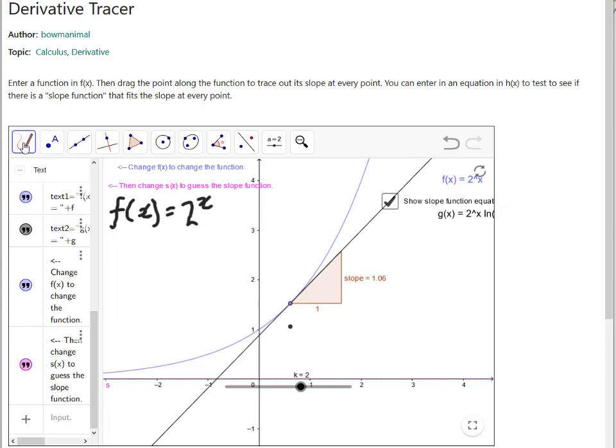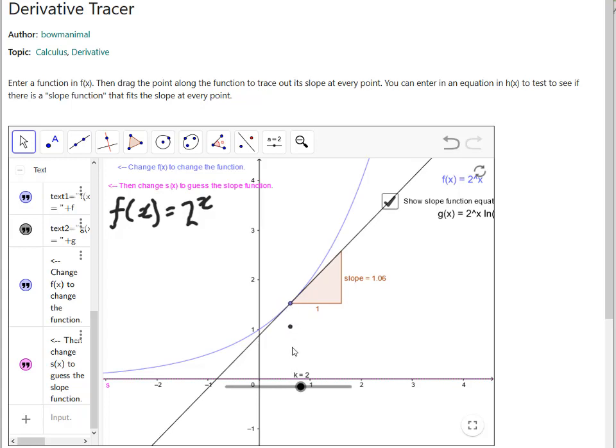Now remember that what this visualization does is it plots a graph, and it gives you two things. It gives you the height of the function, which is the blue line, showing the value of the function, and then for any point you pick it draws the tangent and shows you the slope of the tangent, which is the definition of the slope of that graph at that point.